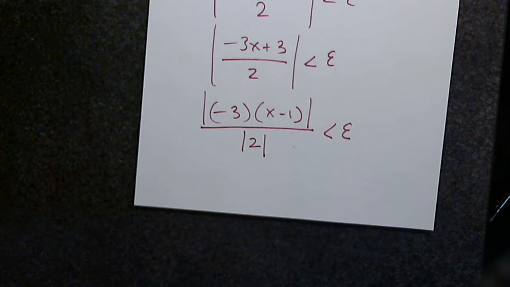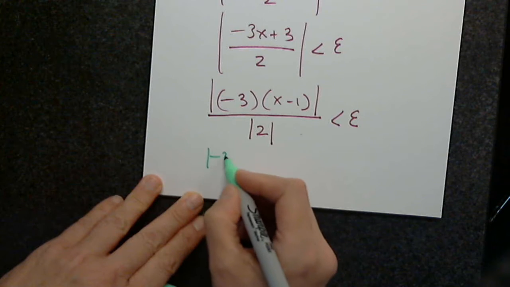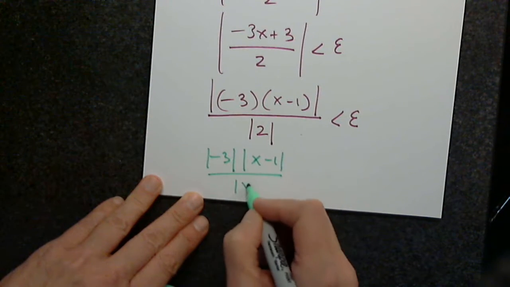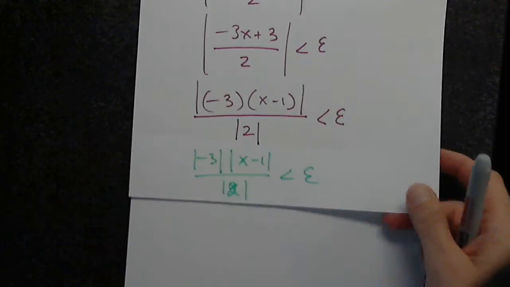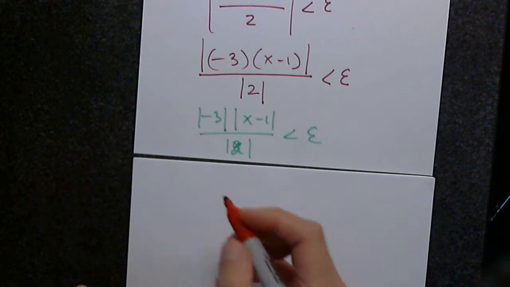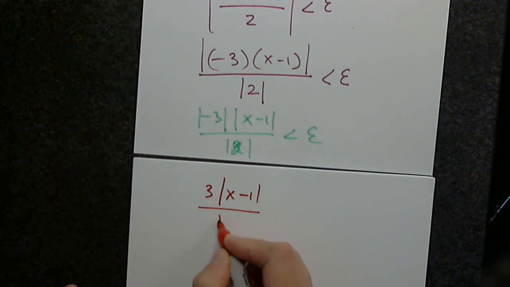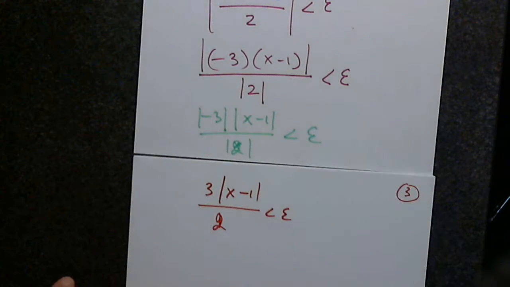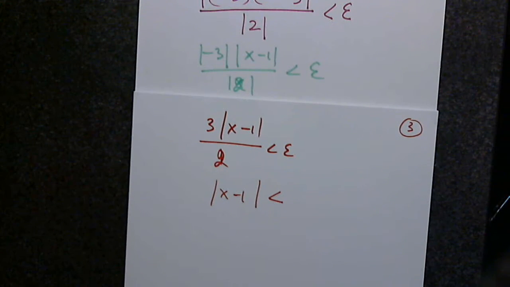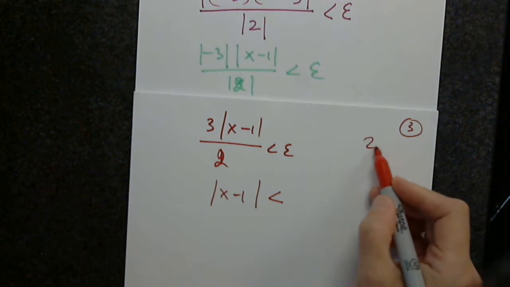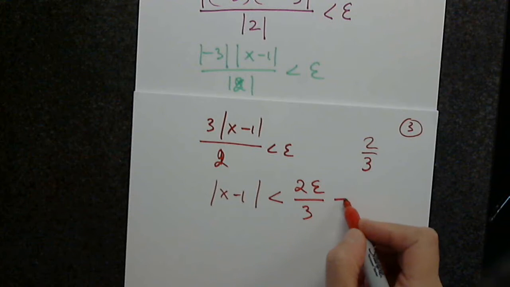We use the property of absolute value, the absolute value of the top over the absolute value of the denominator. So now I write the absolute value of negative 3, the absolute value of x minus 1, over the absolute value of 2, less than epsilon. Next step, please. Right, so the absolute value of negative 3 is 3, the absolute value of 2 is 2, less than epsilon. Final step, I have x minus 1 on the left, and what should I do to both sides to get that x minus 1? Multiply both sides by? Very good. So 2 epsilon over 3.